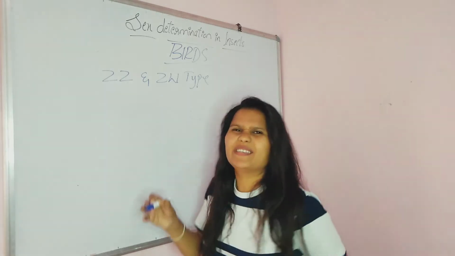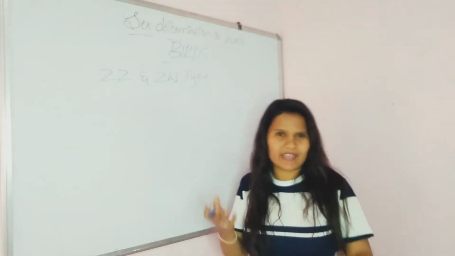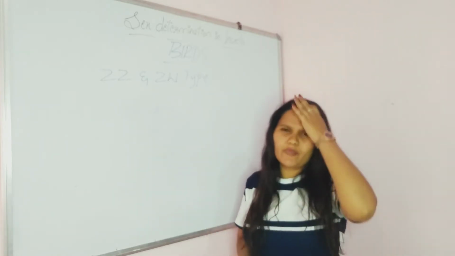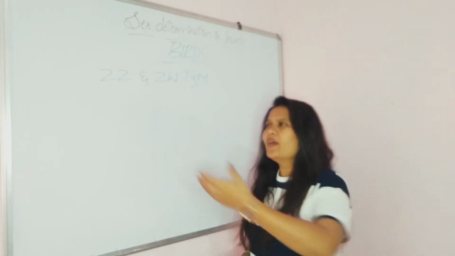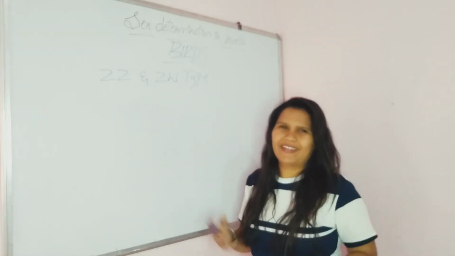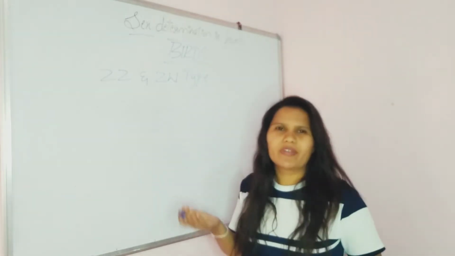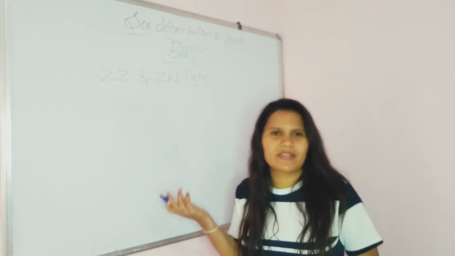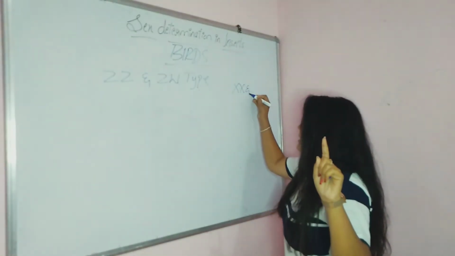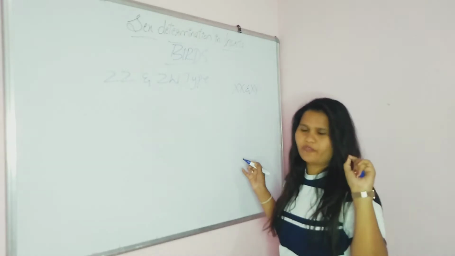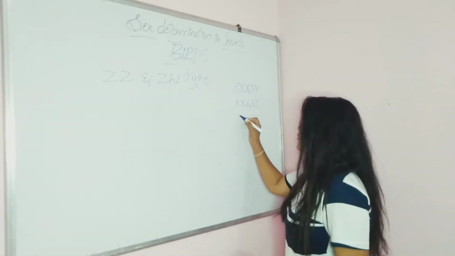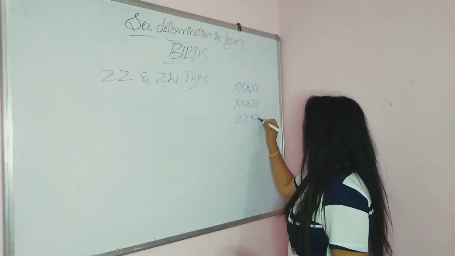So what is this ZZ-ZW type? It is nothing but XX and XY, the same as ZZ and ZW. In order to avoid confusion between human and bird chromosomes, they used the letters ZZ and ZW. There is no mystery, it is just simple. So let me tell you once again: XX and XY in humans and Drosophila, XX and X0 in insects, and in birds we will study ZZ and ZW.